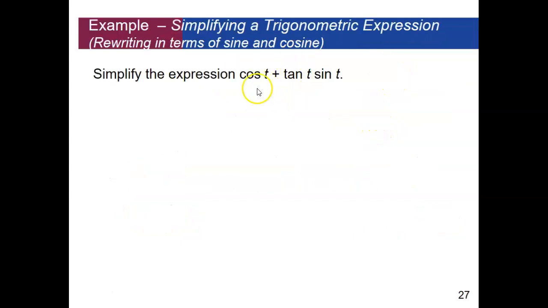Okay, on this one, we are going to replace tangent with sine over cosine. So that's going to give me cosine of t plus sine squared t over cosine of t.